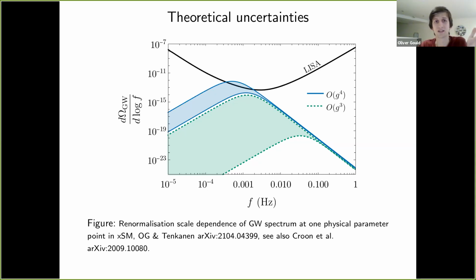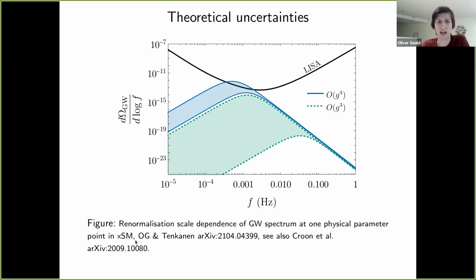So on the y-axis, you can see there's the gravitational wave amplitude normalized in a cosmologically relevant way. And on the x-axis, there's the frequency in a log-log plot. And the black line gives you a laser sensitivity. That line roughly corresponds to a signal-to-noise ratio of 1. And then these two bands, green and blue, are theoretical predictions from one physical parameter point.